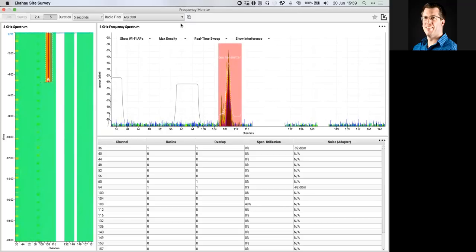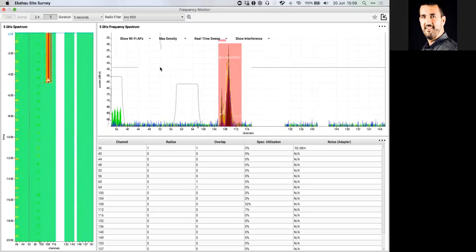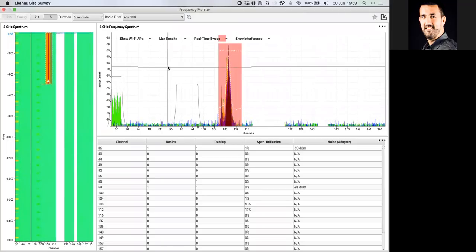Well, I see we're right at the top of the hour here, but we had one more good question come in. So let's see if we can get this one answered. Mario asked, what would be the ideal deployment where 80 megahertz or 160 megahertz can be used?